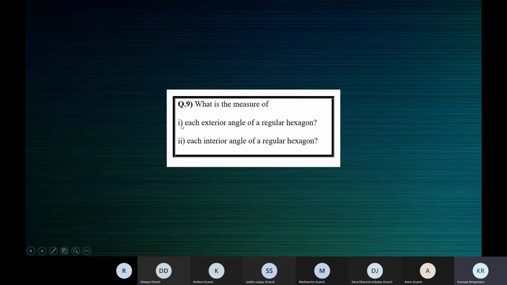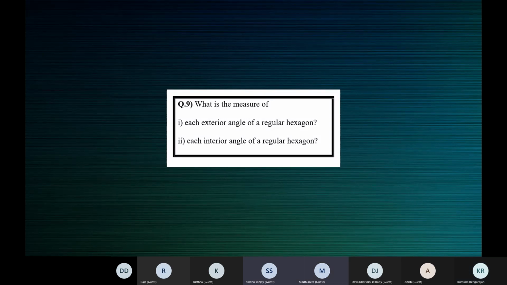What is the measure of each exterior angle of a regular hexagon? Tell me, how do you do this? It's a regular hexagon. That is why we can find each exterior angle. Ma'am, 360 by n formula we must use in this. Yeah, 360 by how much? 6, ma'am. 360 by 6. Yeah, 360 by 6. And after finding the exterior angle, how will you find the interior angle?